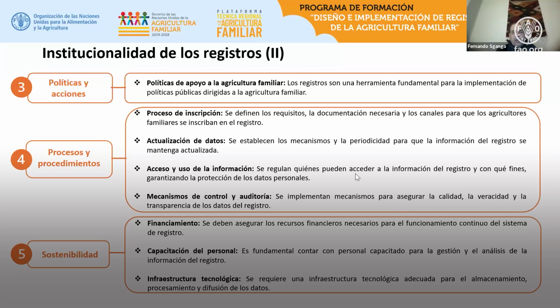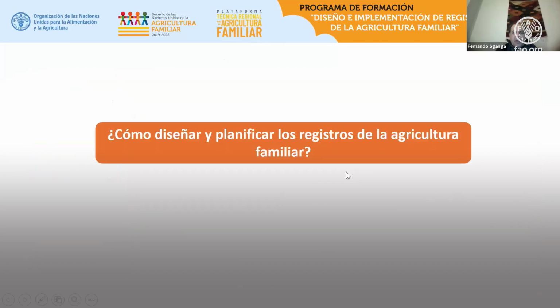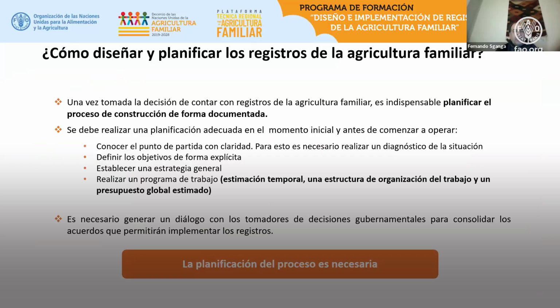Okay, Rod, your question, so that we can go ahead with the second part: how to design and plan these registries. Basically, once the decision is made to have a registry, we need to have a construction process in a documented manner. This is important: documented. We have to write it down. And we need proper planning before the operation. I mean, up front, this planning of the process is necessary.